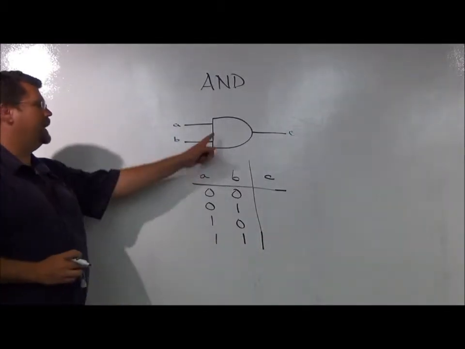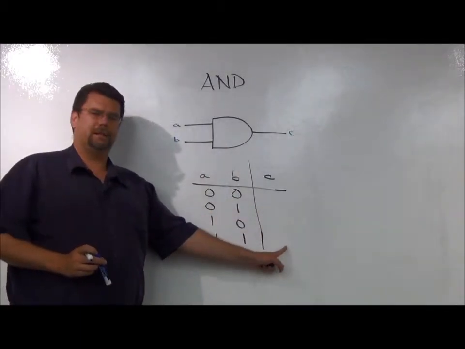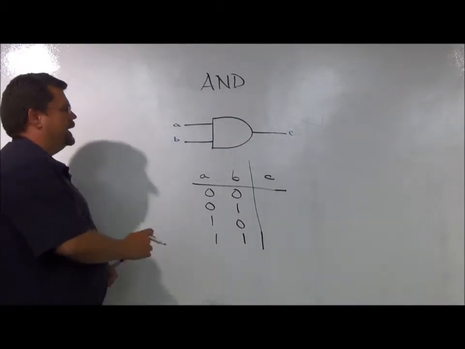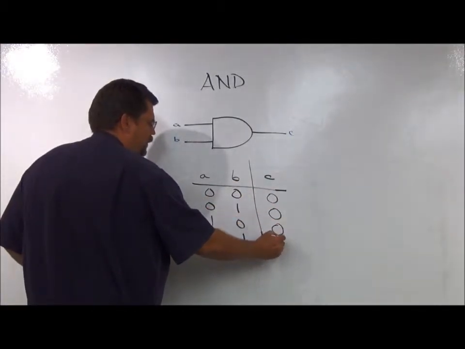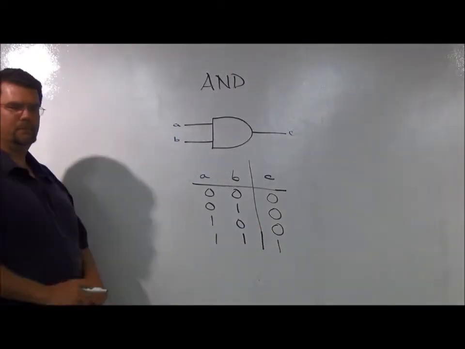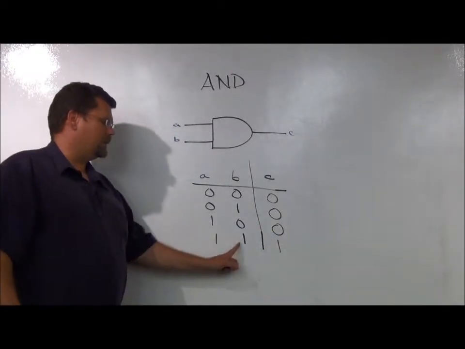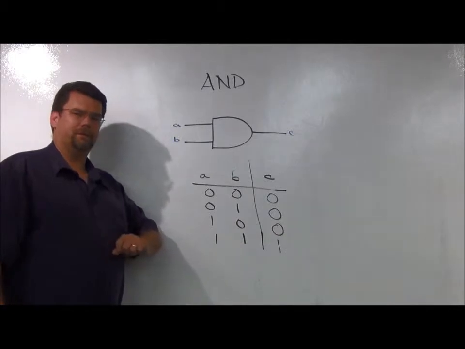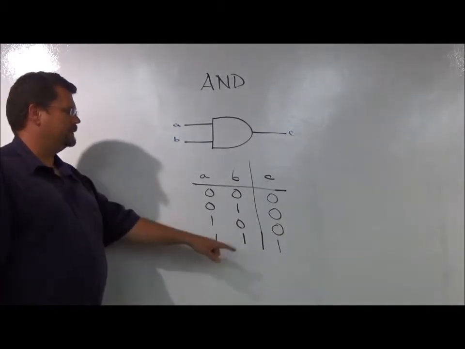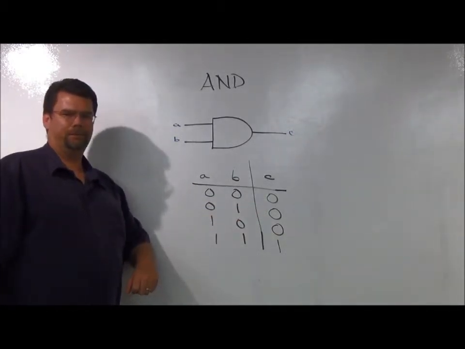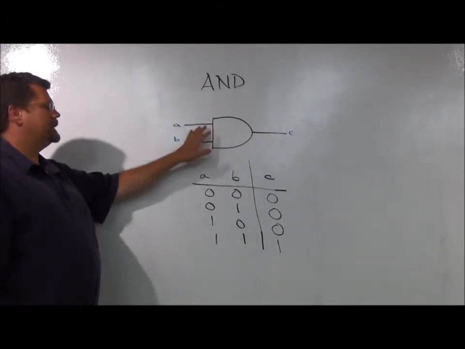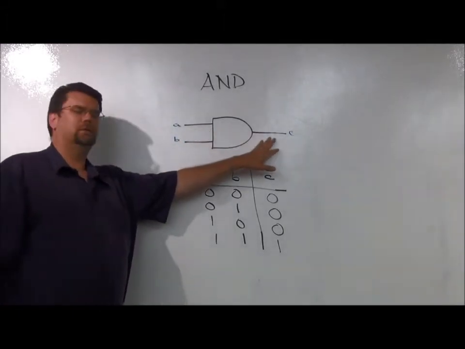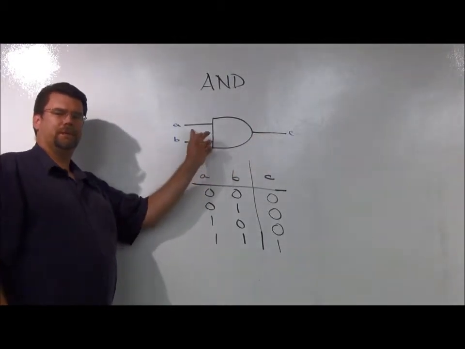Now, the effect of the gate is what we see over here with C. The AND gate only produces a 1 for one combination. When both of the input signals are 1, we get a 1 as the result. Any other combination is 0. And that's the effect of the AND gate. Given a set of bits, it will produce a 1 when both of the input signals are 1.